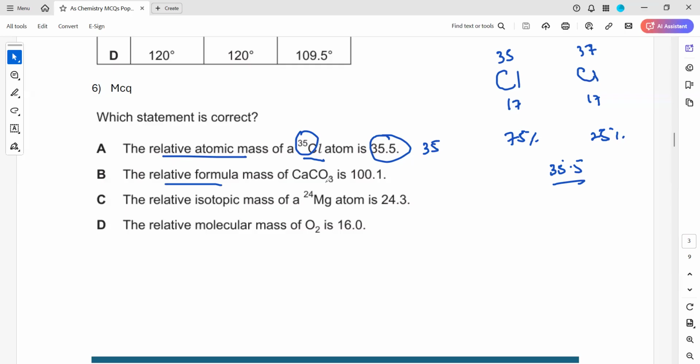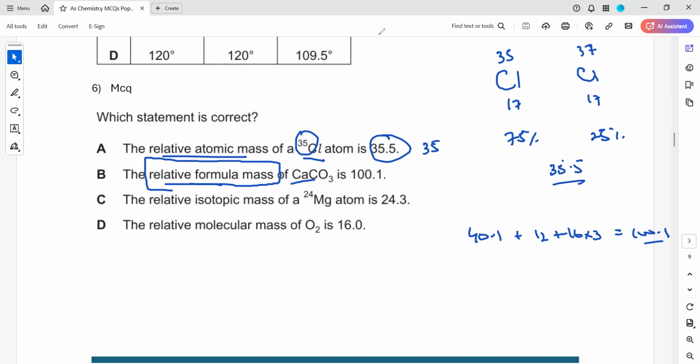Relative formula mass of calcium carbonate is 100.1. So when we work out the mass, calcium is there, which is 40.1. Carbon is there, that is 12, and oxygen is there, 16 multiplied by 3. So when we sum this, we get 100.1. And that is a formula mass. For an ionic compound, we don't say it's a molecular mass. The right term for an ionic compound is formula mass.